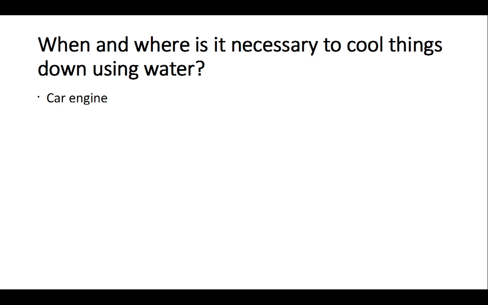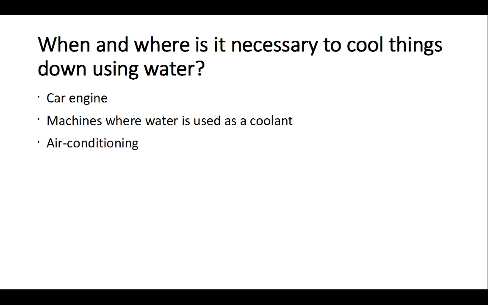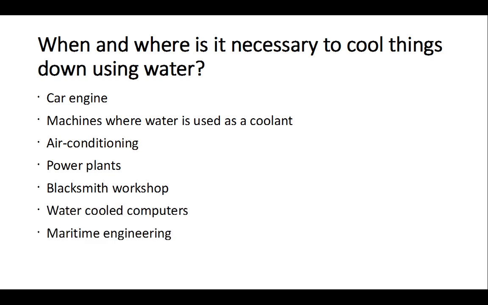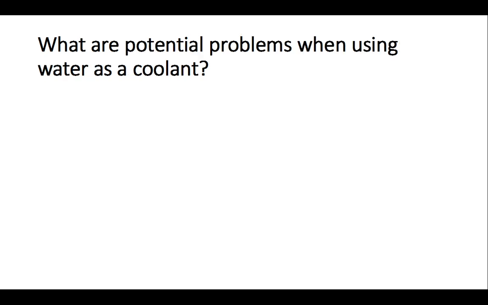Okay, we talked about this last time round. So when and where is it necessary to cool things down using water? We've got the car engine, we've got machines where water is used as a coolant, air conditioning units, power plants, very, very important. Again, we talked in quite some detail about that. We've got a blacksmith workshop, water to cool down steel when they are working with steel, water cooled going through an engine. And then we've got biological matter as well. So dogs, cats, humans, we perspire to cool down our biological system. And its sole part is as a coolant of some form or another.